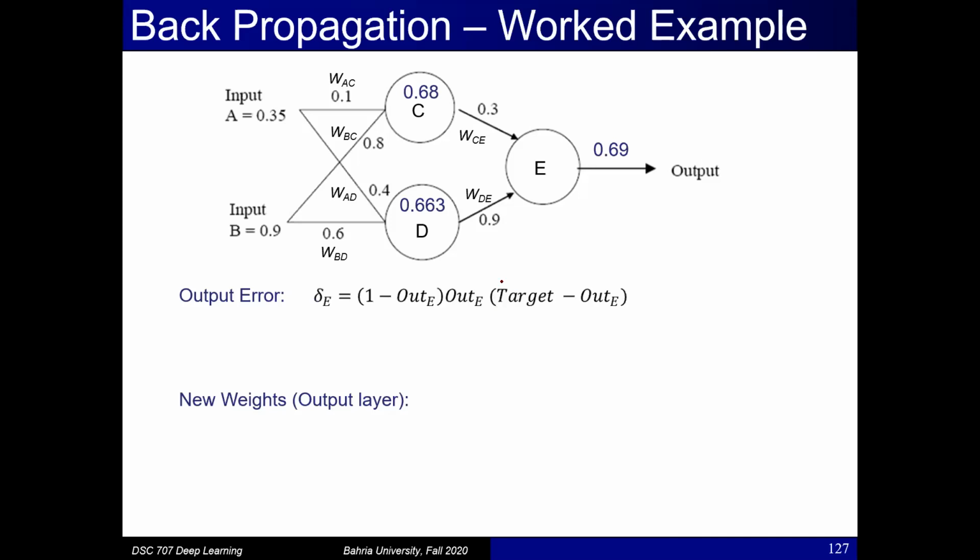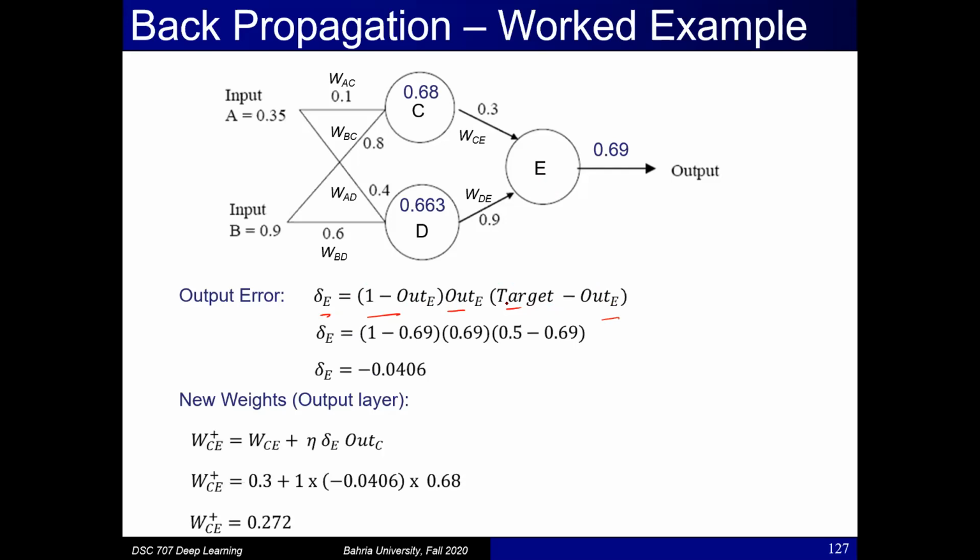So what is the error at E? Out into 1 minus out into target minus out. Since there is only one neuron, whether you write E or not is okay, but just for clarity, I have written it. So you have all these numbers: out is 0.69, target is 0.5. Once you compute it, it comes out to be 1 minus 0.69 into 0.69 and so on. So this is the error at neuron E.